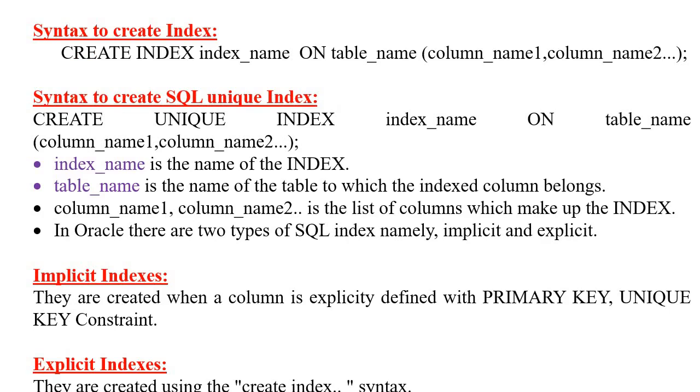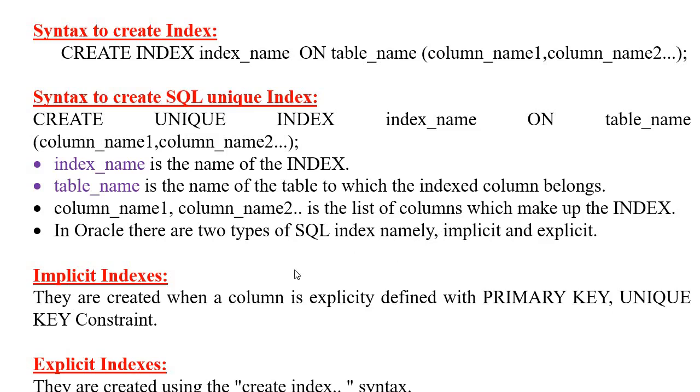The syntax for creating an index is create index index_name on table_name within brackets column_name1, column_name2, and like that we can have n number of columns. In the above syntax, index name is the name of the index, table name is the name of the table to which the index columns belong. Column 1, column 2 is the list of columns which make up the index.